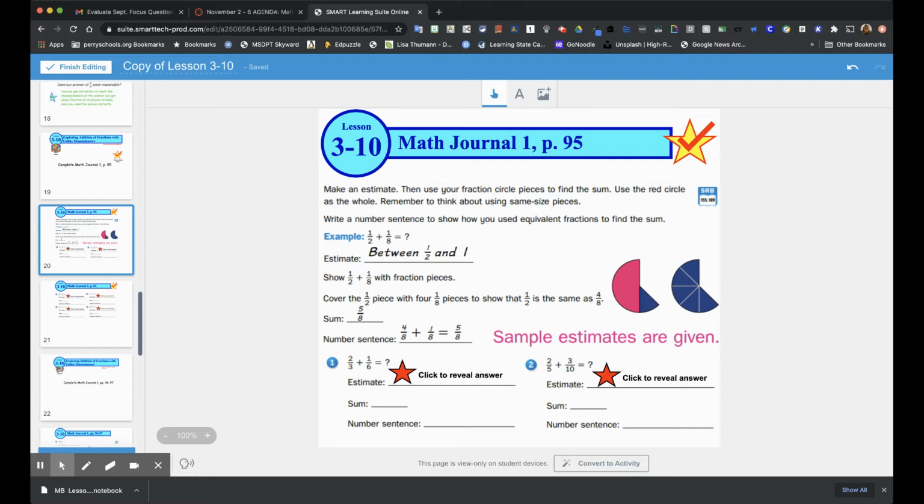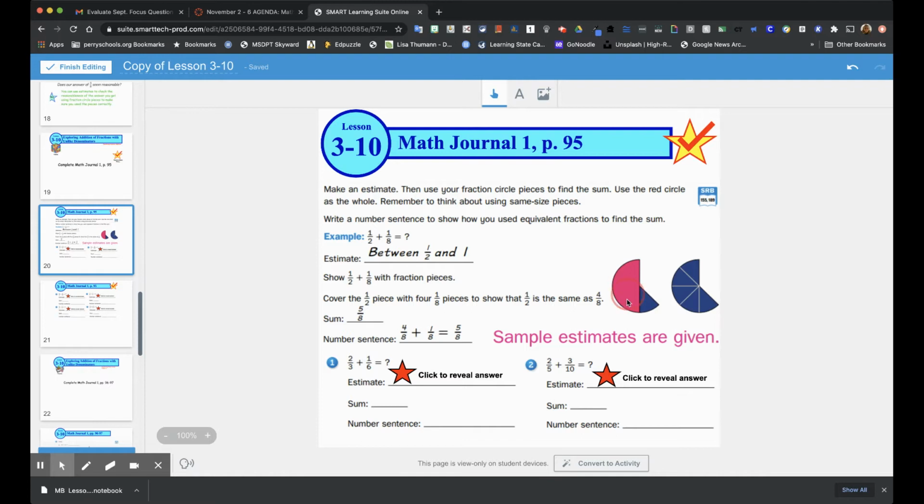They have 1/2 plus 1/8. They did an estimate that the answer would be between 1/2 and 1. So remember, your estimates with fractions can be like that. It can tell you, okay, which two benchmarks are we going to be between? So then they asked us to show 1/2 plus 1/8 with fraction pieces.